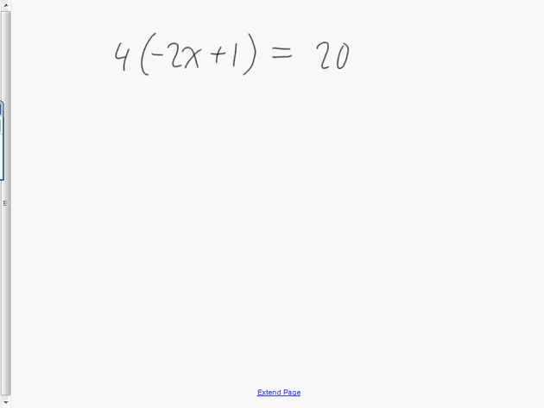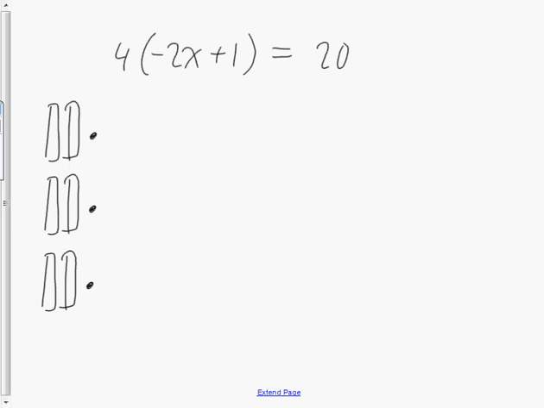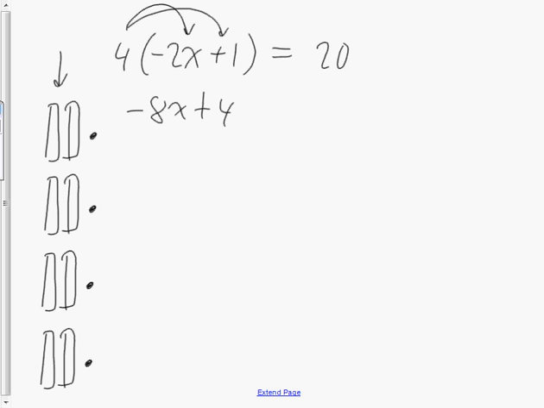Okay, in the second question, 4 times negative 2x plus 1, if I ask myself, what does this look like? Well, that's negative 2x plus 1. And if I had 4 groups of it, I would have 2, 3, and 4. So by expanding it, I see that 4 groups of negative 2x is really negative 8x, which I see right here. And 4 groups of positive 1 is really positive 4. So when I expand that question, I get negative 8x plus 4 equals 20.